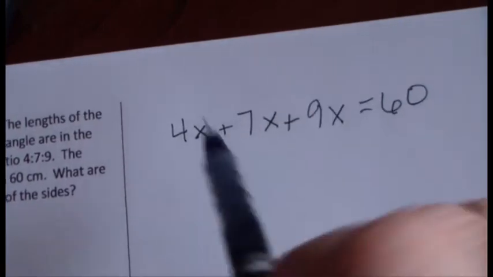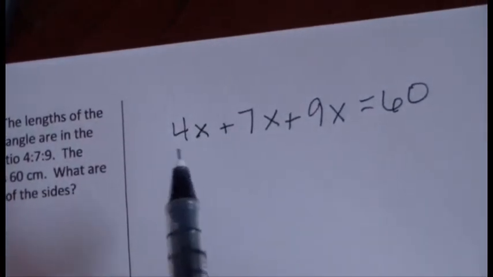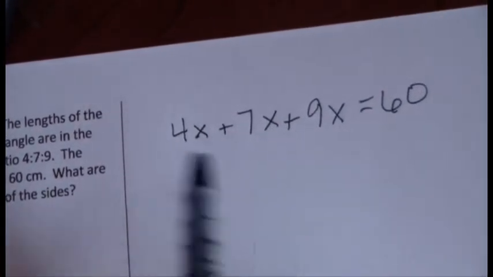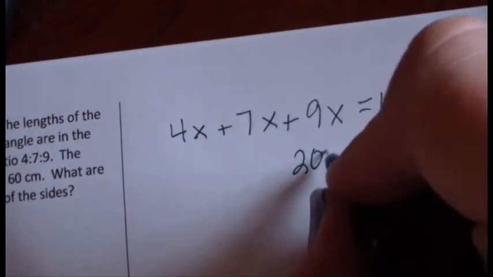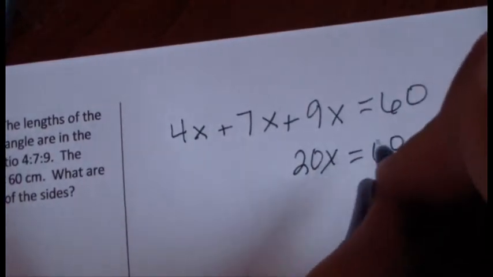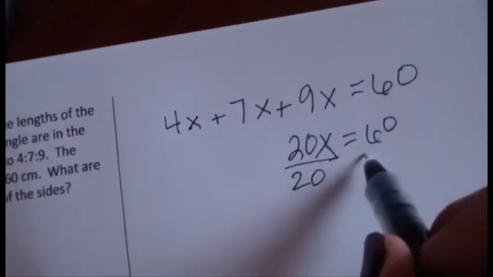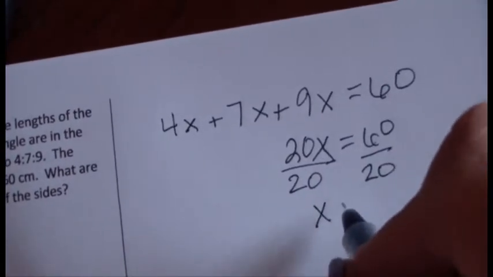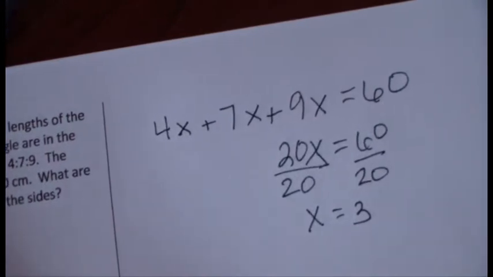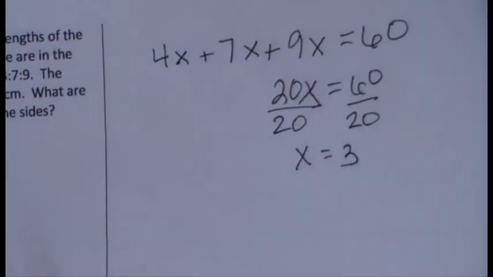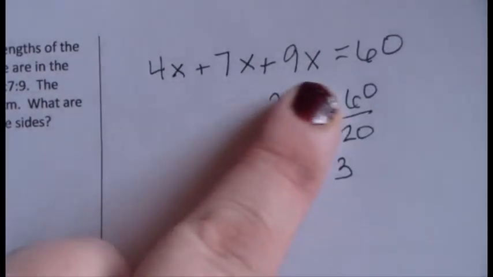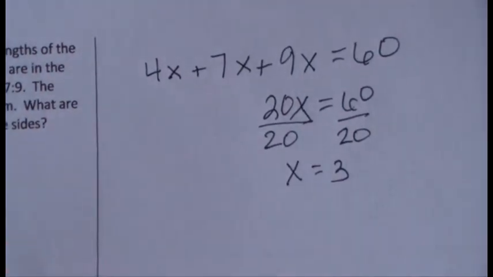So combine your like terms. That's going to be 4 plus 7 is 11, plus 9 is 20. So 20x equals 60. Then divide each side by 20, and x is 3. Again, now that we know what x is, we can plug that back into our ratio up here and figure out what each side length is.